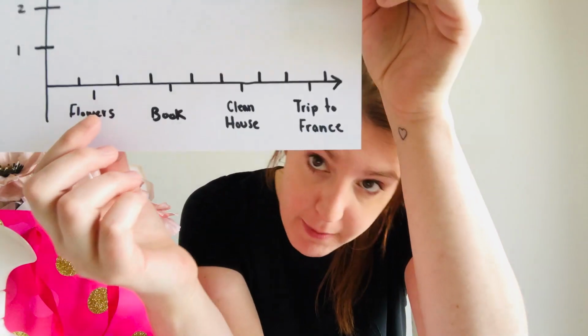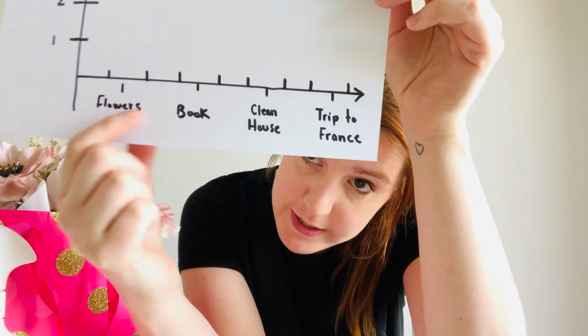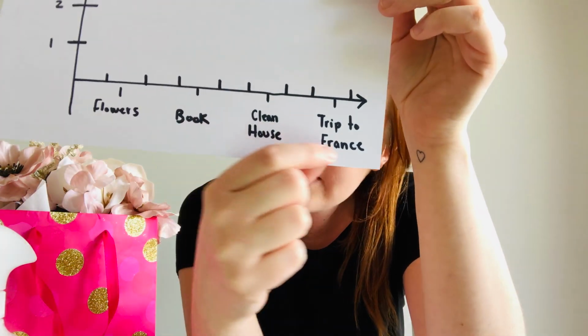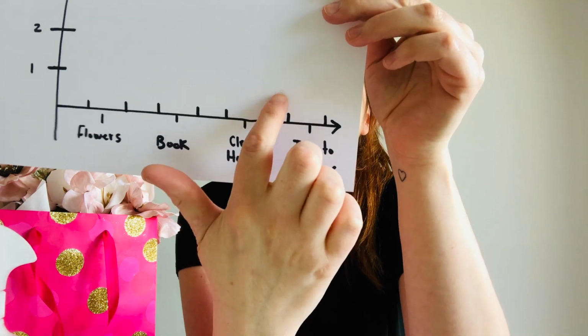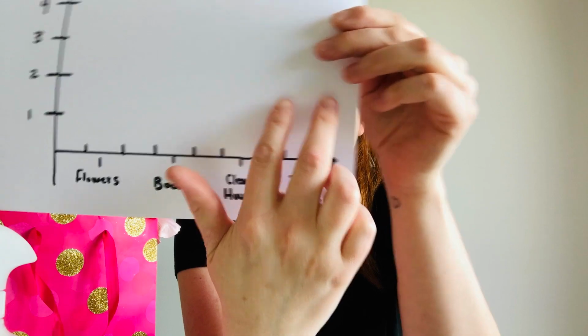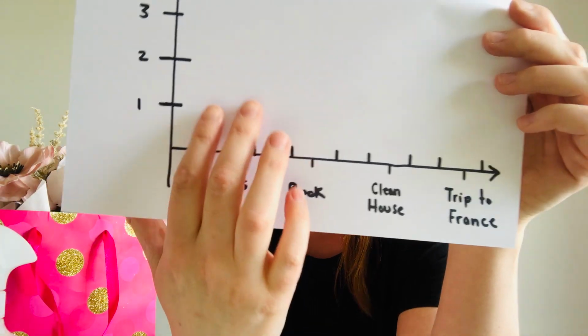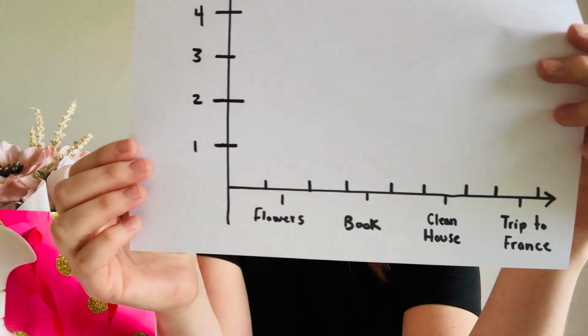And here at the bottom, you are going to place your choices. So I had flowers, book, cleaning the house, and a trip to France. And I've put 2 little lines so I can draw the bar, pour dessiner la barre. So it's thick, elle est comme une largeur. So that's why I've put 2 small lines so I can really create my little bar right here.